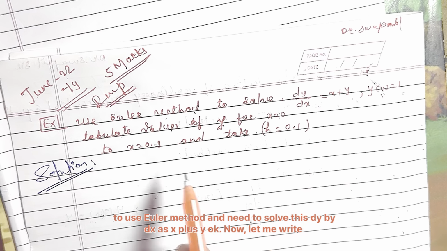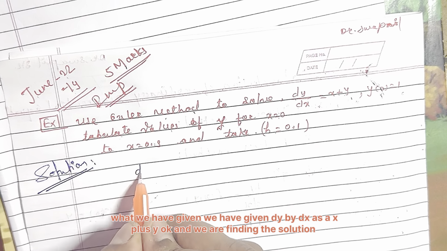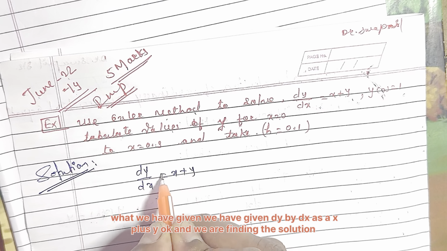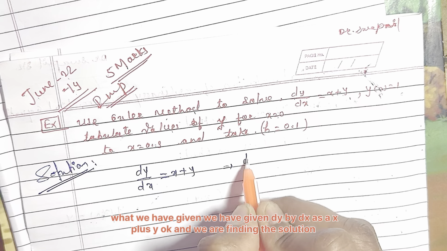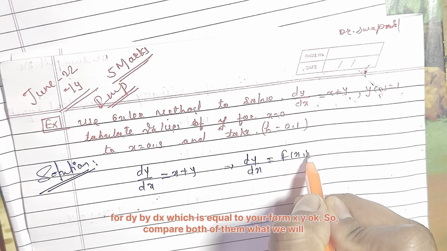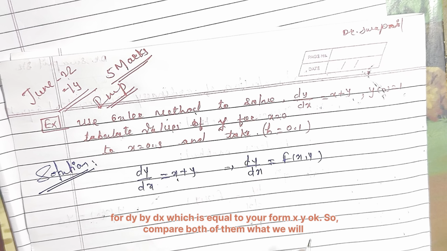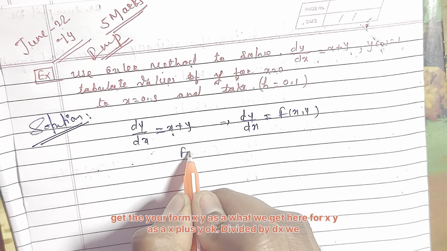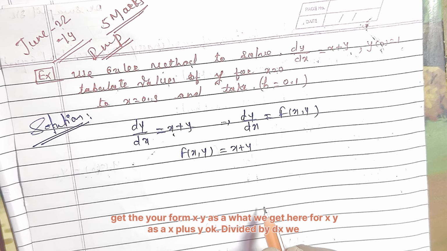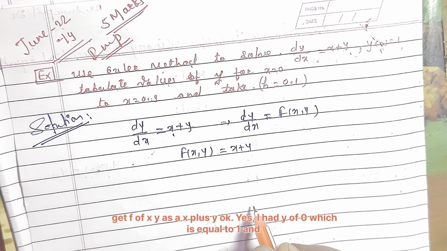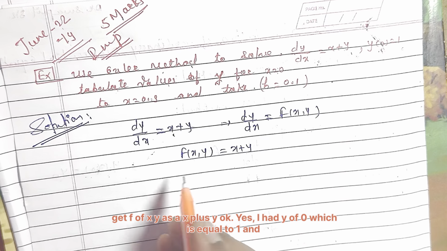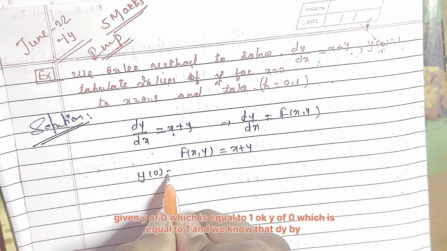Now let me write what we have been given. We have dy by dx as x plus y, and we are finding the solution for dy by dx equal to f of x, y. So compare both of them. We get f of x, y as x plus y. And y of 0 equal to 1 is given.